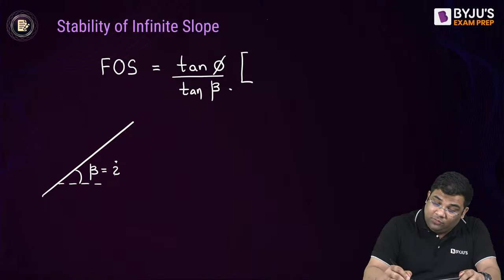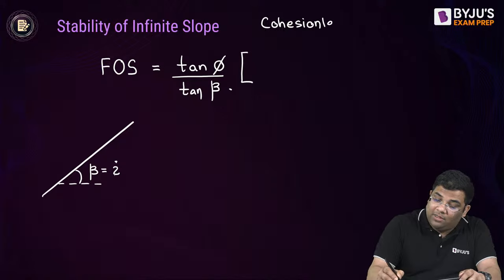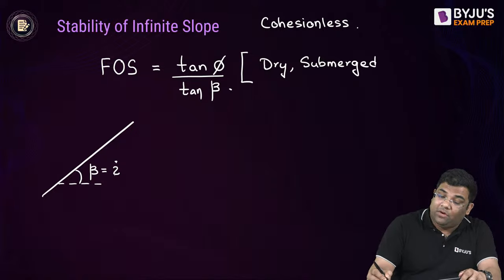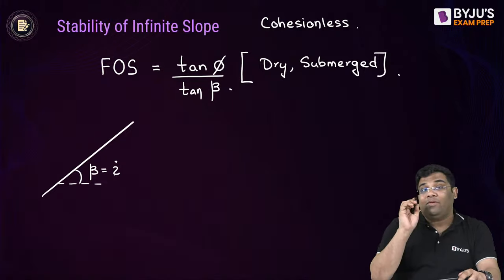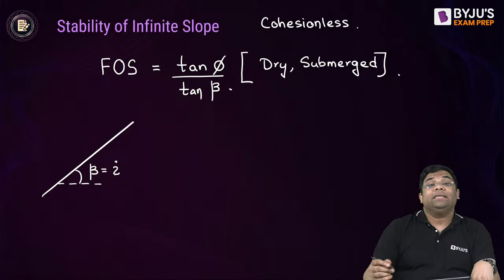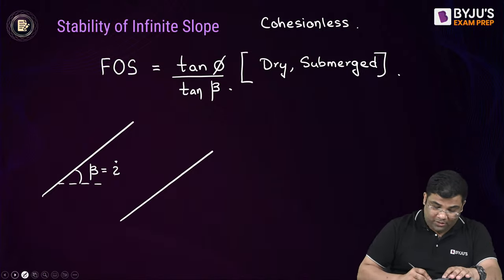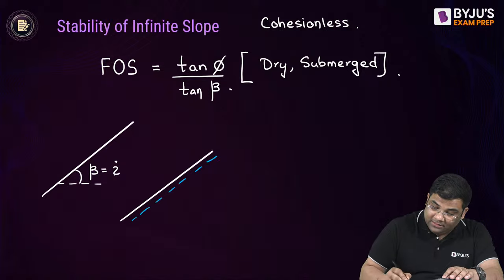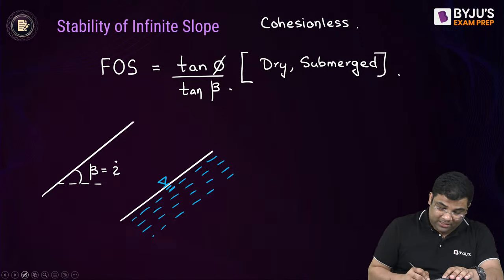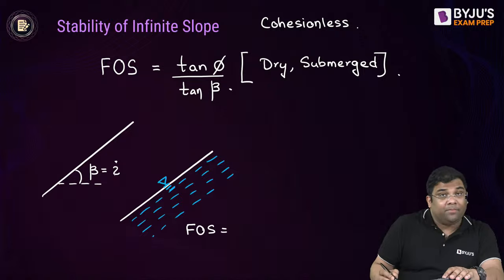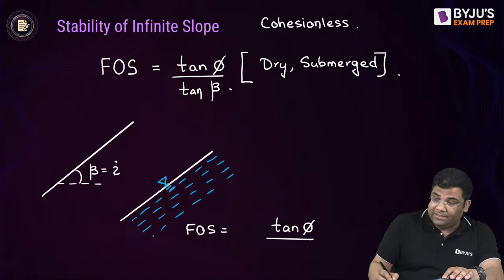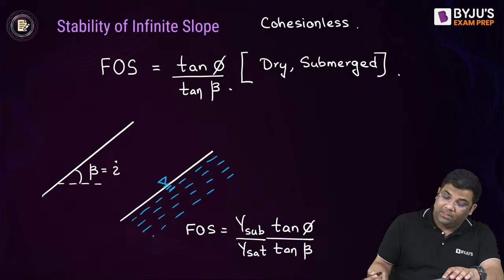This we use for cohesionless soil only. All the formulas I will write are for cohesionless soil only. This is for the dry and submerged case. Now, if there is a case where seepage is written as parallel to the slope up to ground level, it means seepage is occurring like this, till the ground level, which is inclined here. In this case, the factor of safety will be the same tan phi by tan beta, times gamma submerged by gamma saturated. Yes, this is the formula.